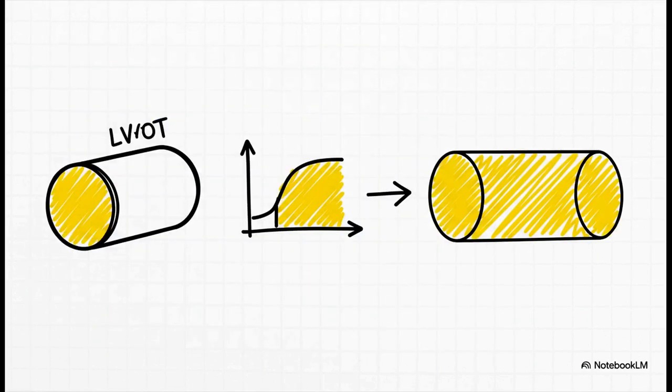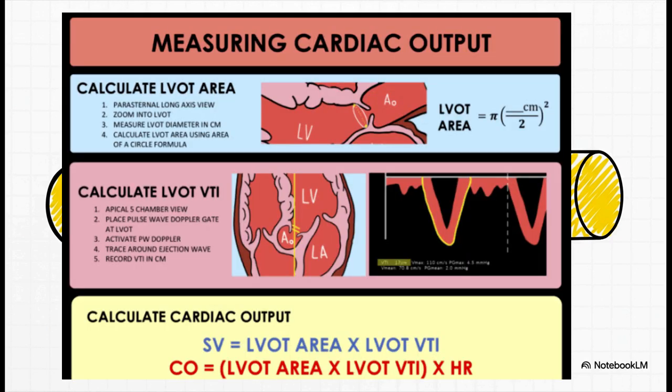The most common way is to use Doppler to measure blood flow going through the left ventricular outflow tract, or LVOT. Just think of the LVOT as a pipe. First, you measure the diameter of the pipe to get its cross-sectional area. Then you use Doppler to measure how far a column of blood travels down that pipe with one beat.